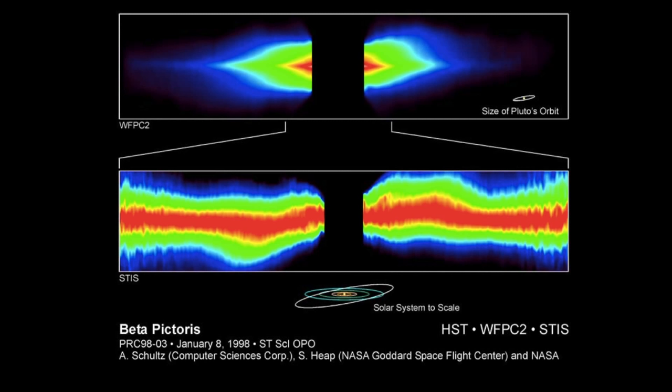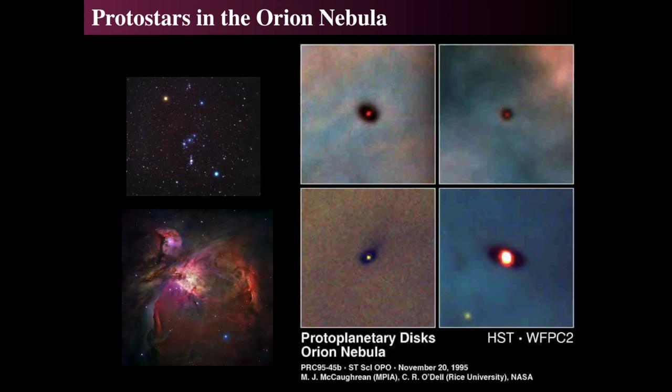Some very, very young stellar objects. One of the brightest stars in the southern sky, Beta Pictoris, the second brightest star in the constellation of Pictor, was imaged by the Hubble Space Telescope in 1998 by Schultz and Heap et al. with the Wide Field Planetary Camera 2. And we see a dusty disk surrounding this star, and we can see that the disk itself, compared to the solar system by size scale, is much, much bigger than the entire solar system. So these dusty disks can be quite large.